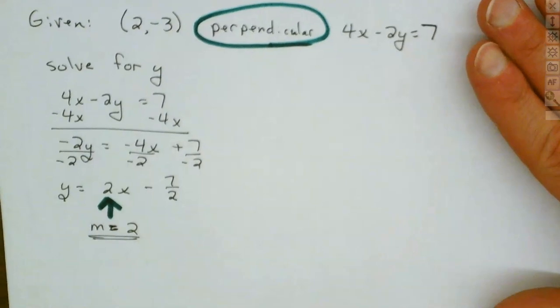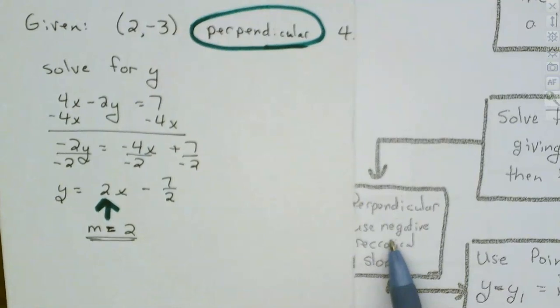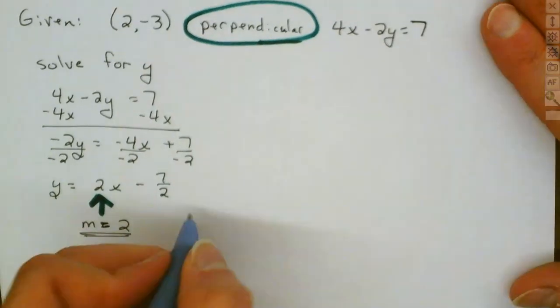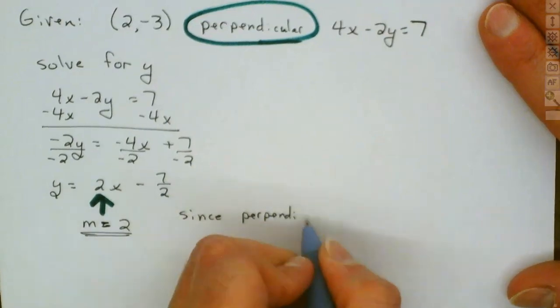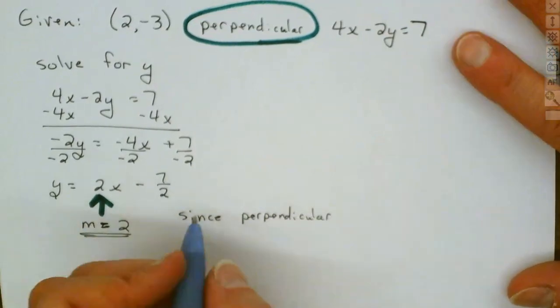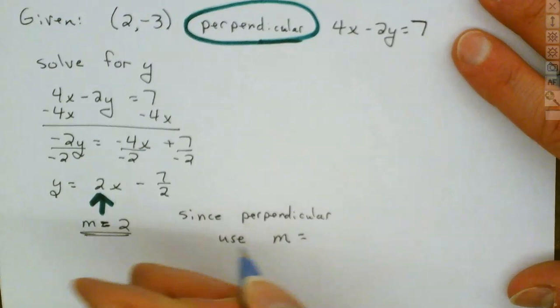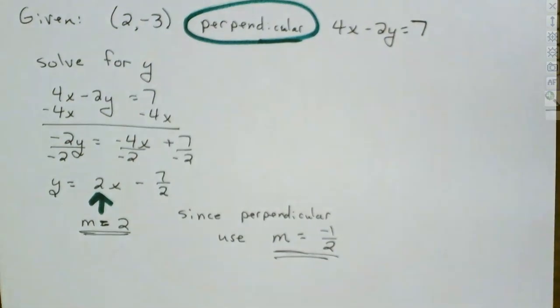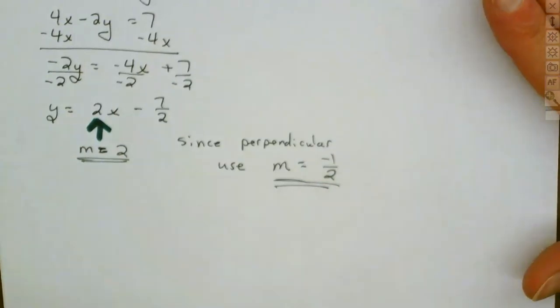But we're not going to be using 2. Why not? Because we want the perpendicular slope. So that's the negative reciprocal. So since it's perpendicular, you're going to use the negative reciprocal slope. So that means we're going to be using m equals minus 1/2. We flipped it over. We take the 2, flip it over, and change the sign. It was a positive 2. Now we flip it over and change it to make it negative. So this is what we're going to be using.